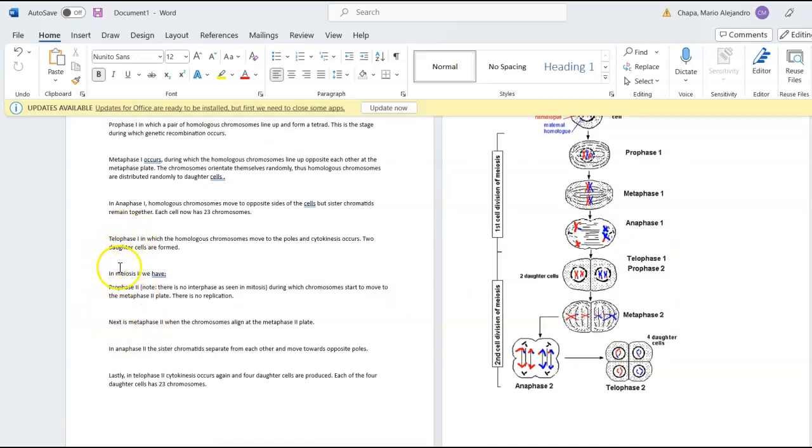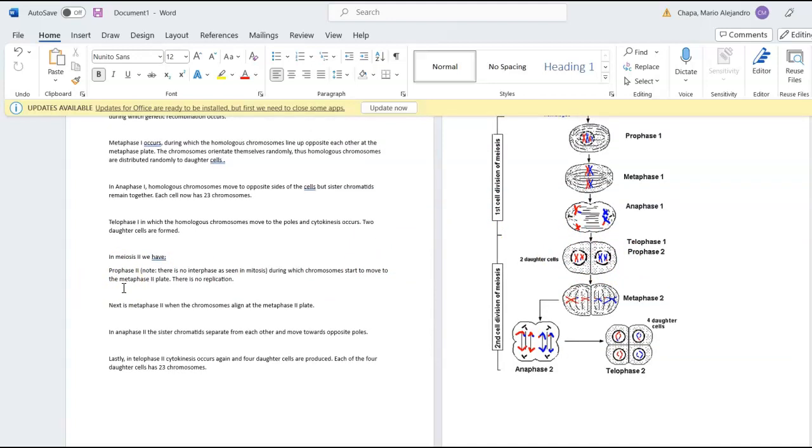And now we're getting into telophase 1, in which the homologous chromosomes move to the poles and cytokinesis occurs. 2 daughter cells are formed. Right here you can see telophase 1.